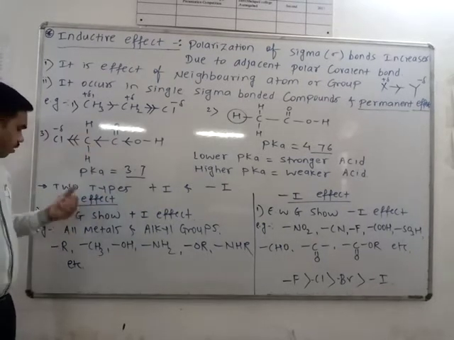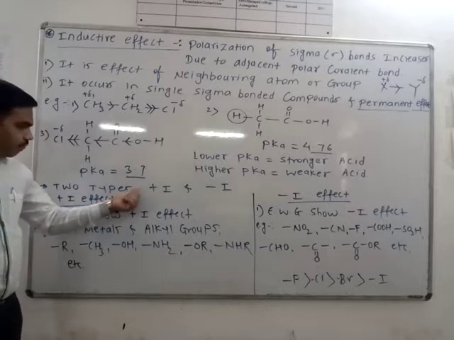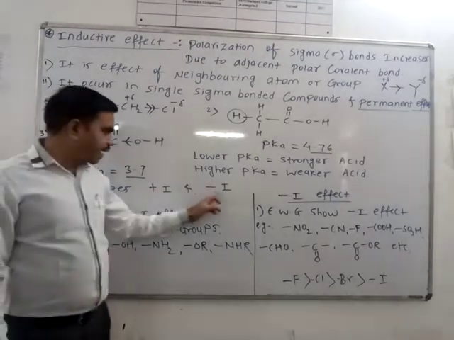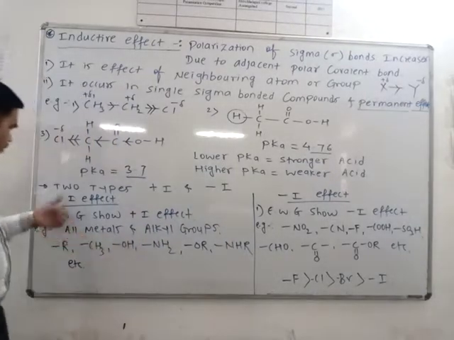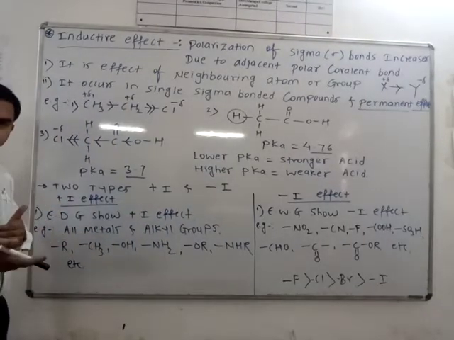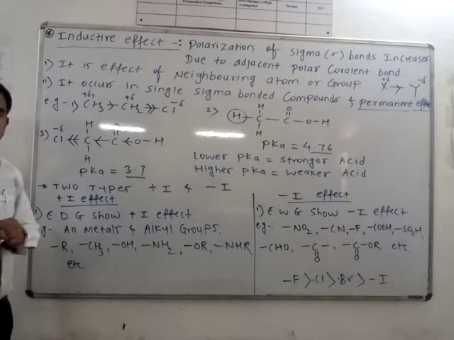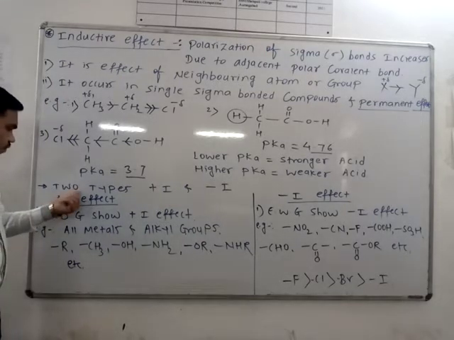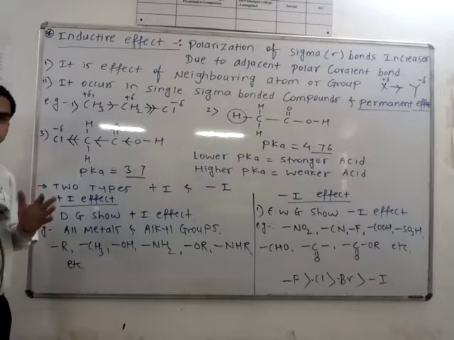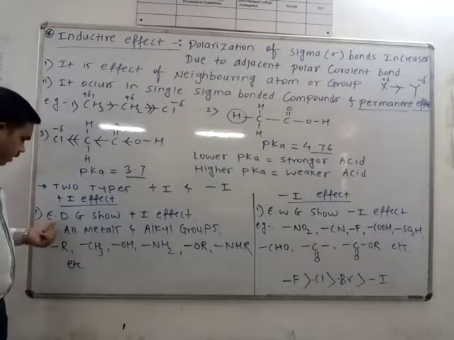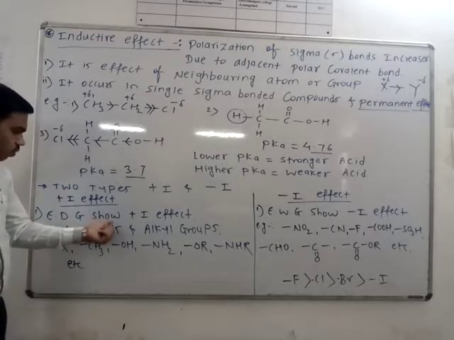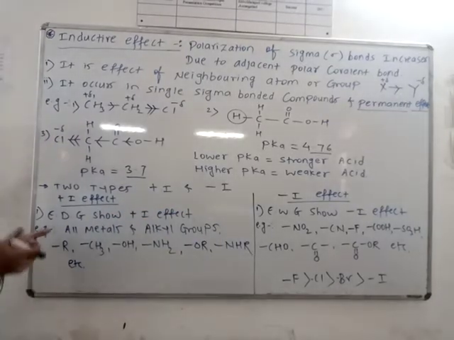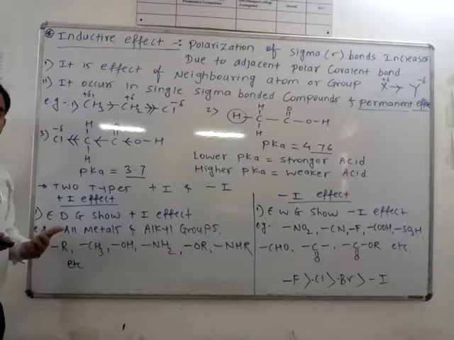So there are two types of inductive effect, that is plus I and minus I. Plus I means positive inductive effect, minus I means negative inductive effect. So which atoms or groups show plus I? Generally, electron donating groups show plus I, positive inductive effect. Okay, so which atoms or groups are donating?